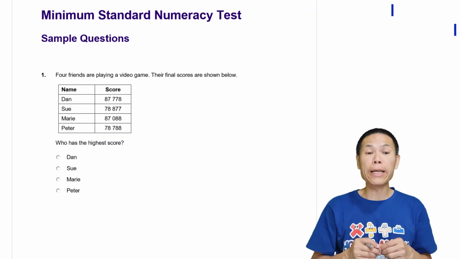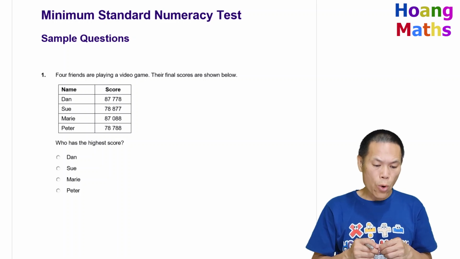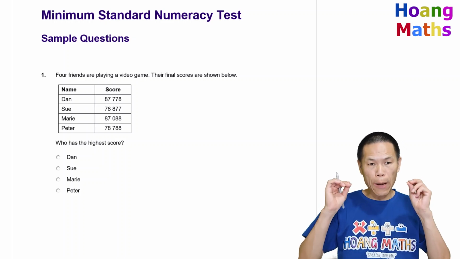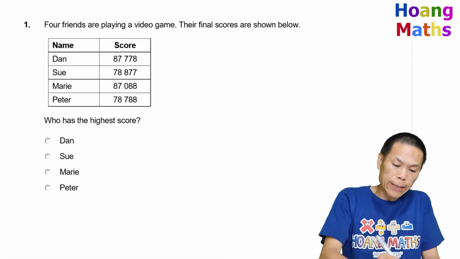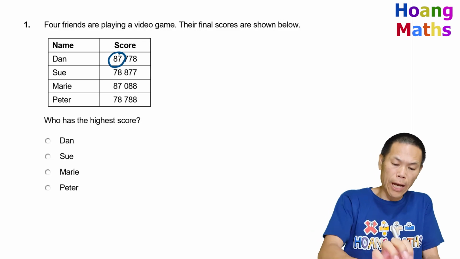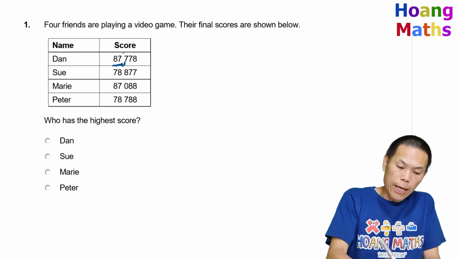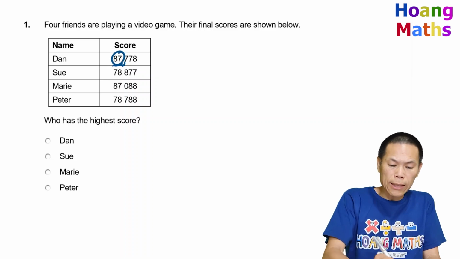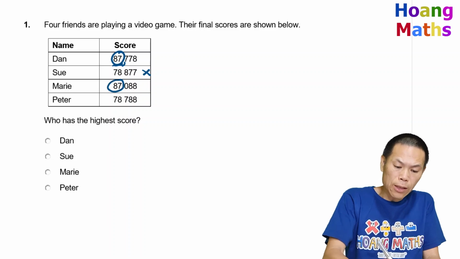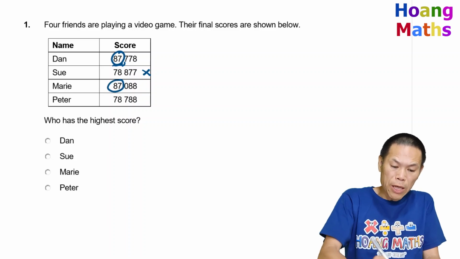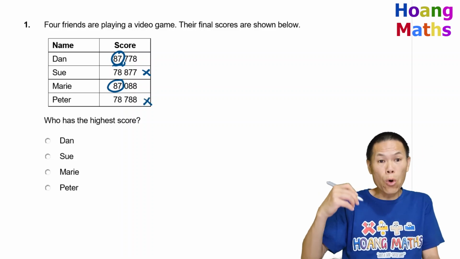4 friends are playing a video game. Their final scores are shown below. Who has the highest score? So we need to compare the scores. Who has the highest? So first one, Dan has 87,000. Okay, and because this is 100 and this is 1,000. 87,000. Sue has 78,000, so cannot be this one. Mary, 87,000, so they're both the same. And Peter has 78,000, so cannot be Peter. So either Dan or Mary.